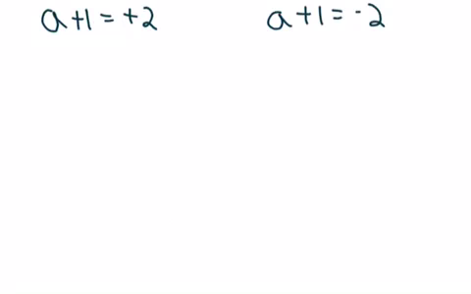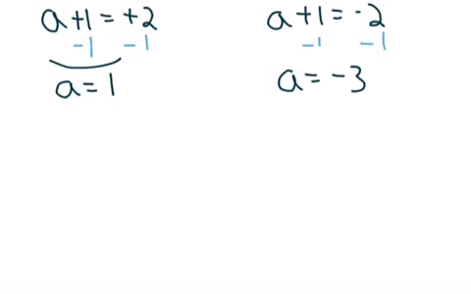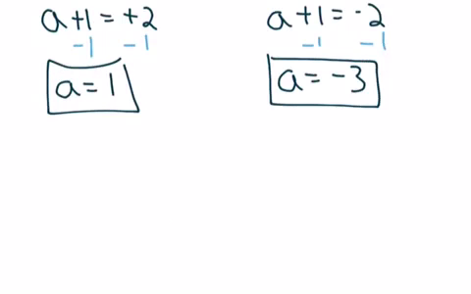Now, if you did this correctly, the first step would be to subtract 1, which gives me a is equal to 2 minus 1, which is just going to be 1. And then on the other side, we subtract 1, and we end up getting a is equal to negative 2 minus 1, which is negative 3. So these are our two solutions to this quadratic, and we have used completing the square to solve.